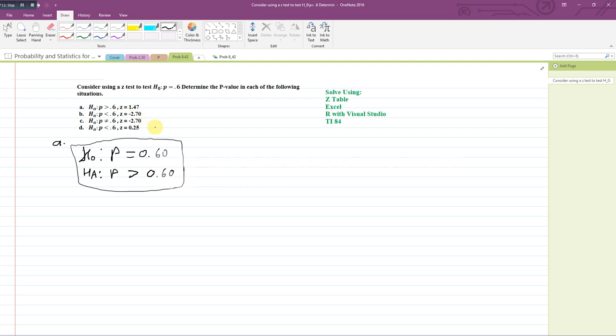So that's good, because especially if you want to do this by hand, which by the way, we're going to do using the table, we're going to do this using Excel, we're going to use the program R with Visual Studio, and I'm going to show you guys how to do it using your TI-84 or TI-83. They all pretty much work the same.